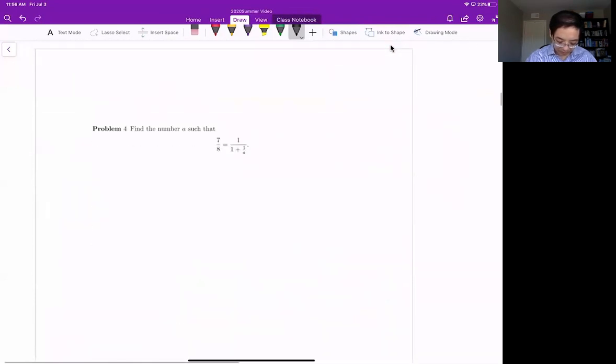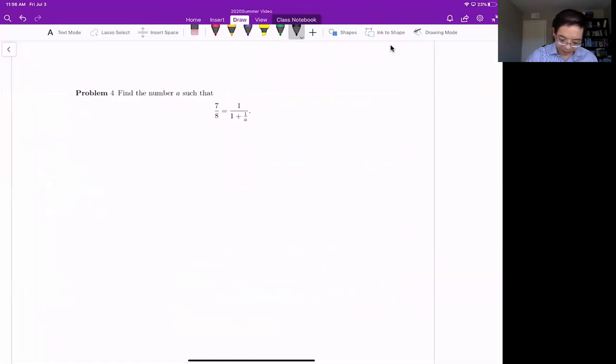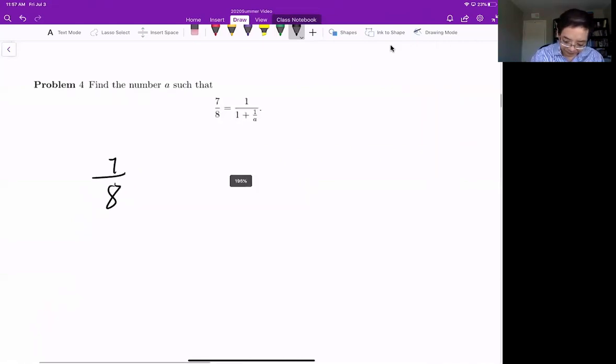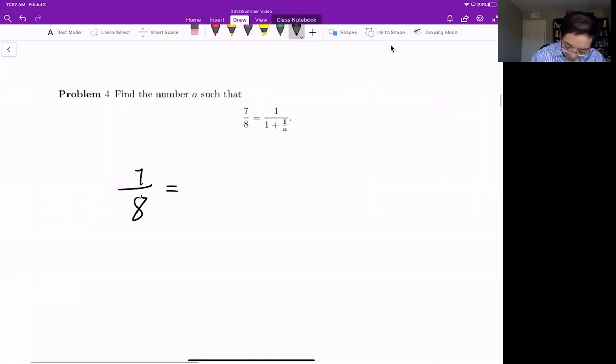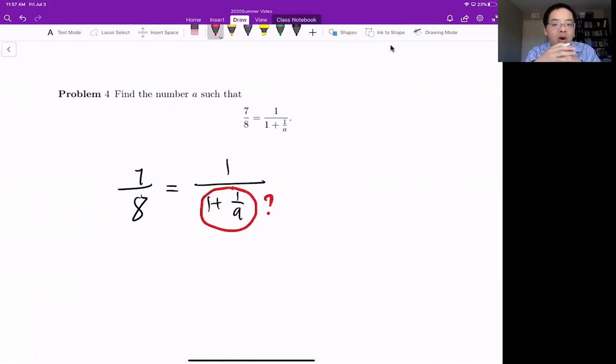All right, now let's look at problem number 4. This is a problem about a fraction. So basically, we want to write the fraction on the left-hand side, which is 7/8, as 1 over something. Let me write 7/8 equals 1/(1 + 1/A). So first, let's figure out what the denominator on the right-hand side should be. If I want to write this as 1 over something, what should it be?